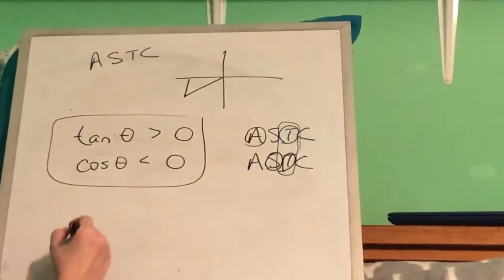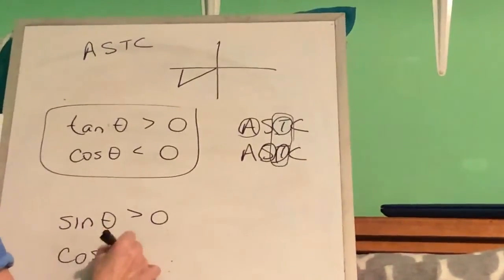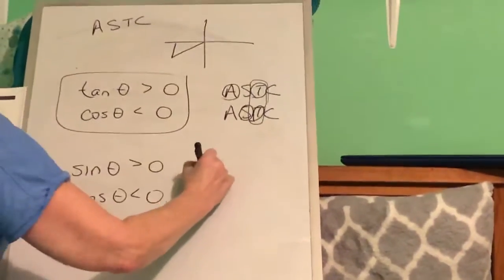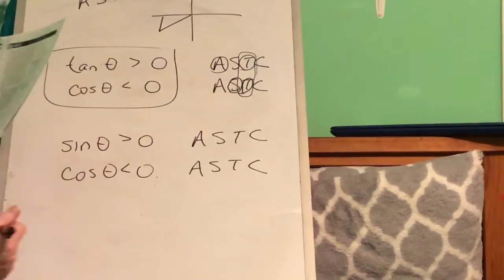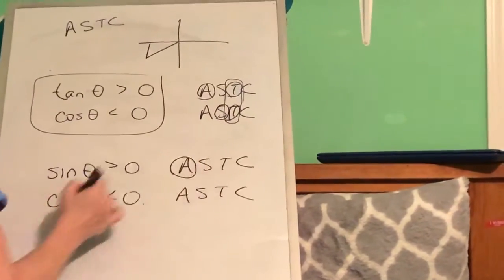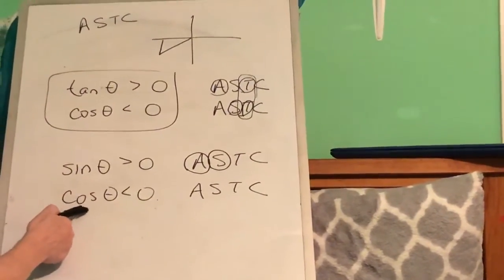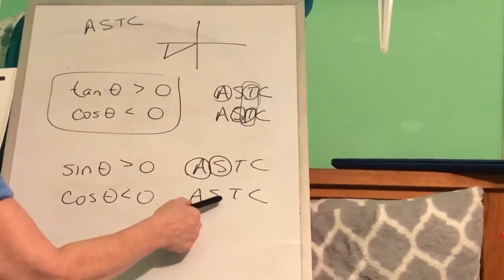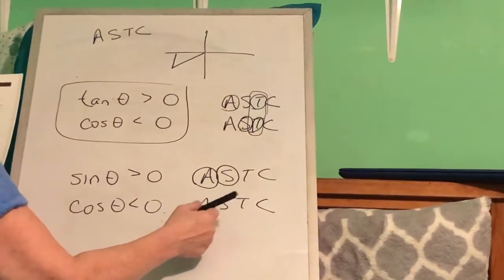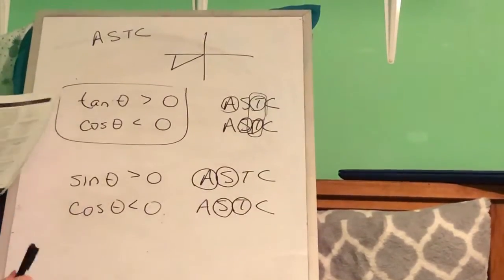Okay, in part B, we have that sine of theta is greater than 0 and that the cosine of theta is less than 0. Again, ASTC. If the sine is greater than 0, that means that it is a positive value. So when all are positive, the sine is positive. And when the sine is positive, the sine is positive. Here the cosine is a negative value. Here all are positive. Here the sine is positive. So the cosine has to be negative. Here the tangent is positive, so the cosine has to be negative. And here the cosine is positive.